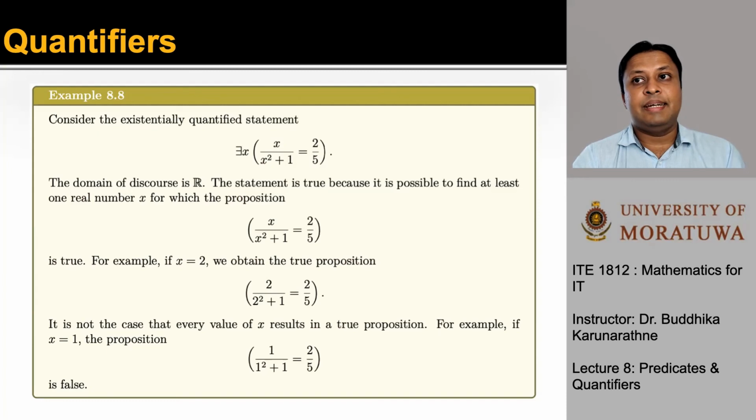It is not the case that every value of x results in a true proposition. For example, if x is equal to 1, the proposition 1 over 1 squared plus 1 is not equal to 2 over 5, in which case the proposition becomes false. But we can find at least one value for x where the proposition becomes true.